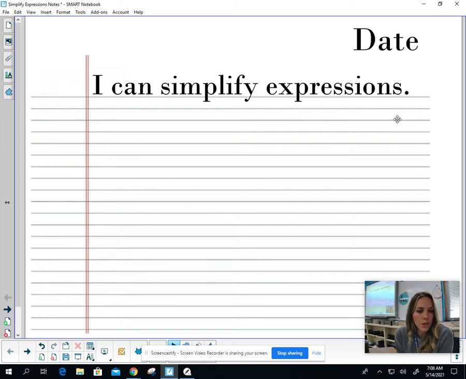All right, guys, we are going to take notes today. To get full credit, you have to write everything down that's going to be on my screen. We're always going to begin in our notebook by writing the I can statement, which is I can simplify expressions. And then in the top right corner, you're going to write today's date. Those two things have to be in every set of notes. That's going to keep us organized in our notebook.